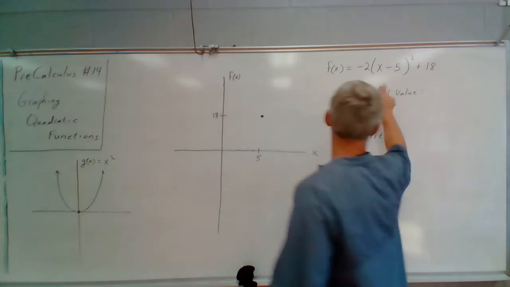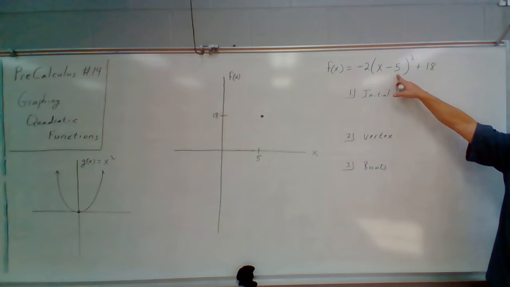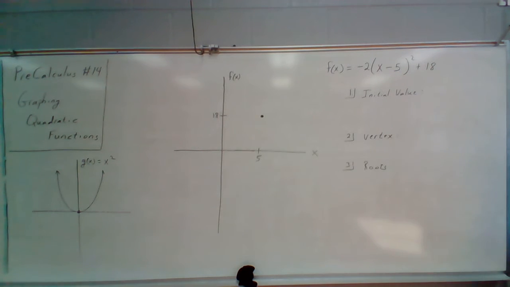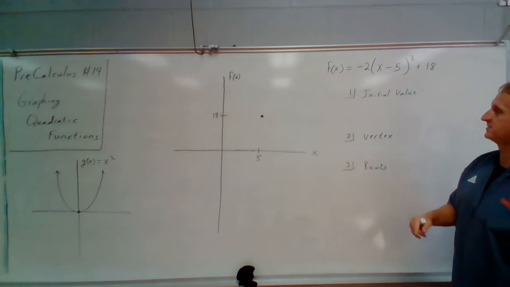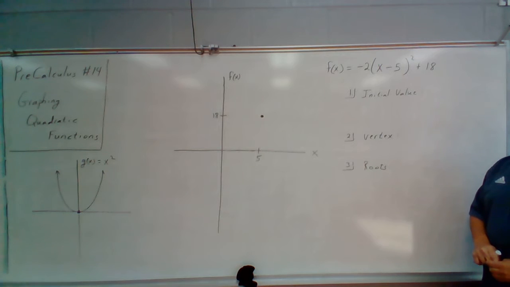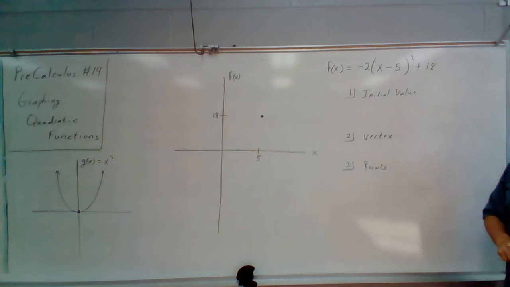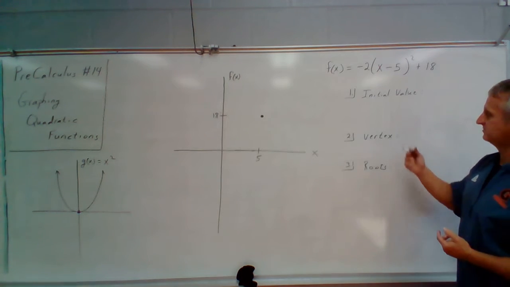So the vertex would be the opposite of this number for the x-coordinate, and the y-coordinate would be 18, just based on basic transformations of functions. Okay, and it should open downward now. Okay, what about the initial value of this function? So remember, initial value is the y-intercept.